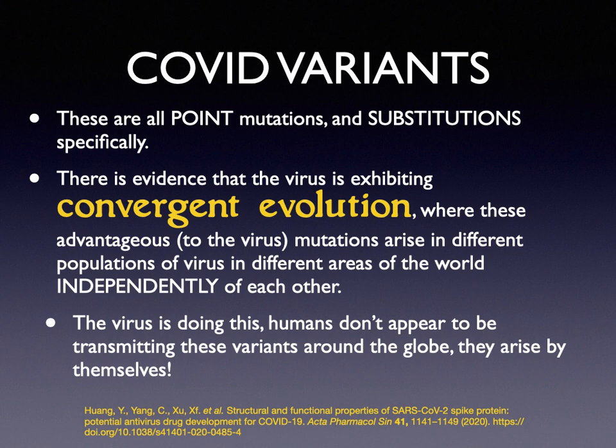And what's happening is not so much that humans are traveling around and spreading the virus, it's that the virus is showing what's called convergent evolution, where these mutations occur, and because they're advantageous to the virus, they are retained. It gives them an advantage. And it's occurring in different parts of the world independently of each other. So just because it was first identified in South Africa or the UK doesn't mean it's not going to occur here as well.